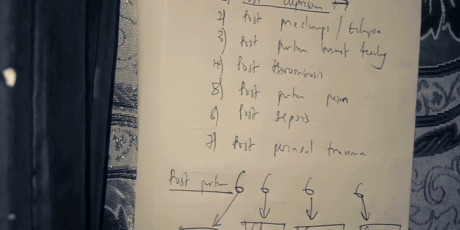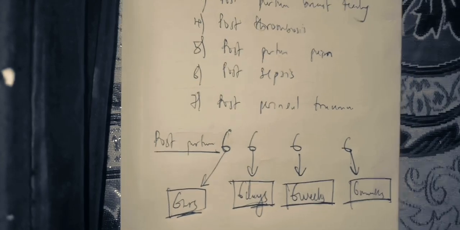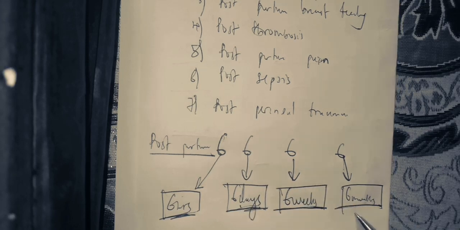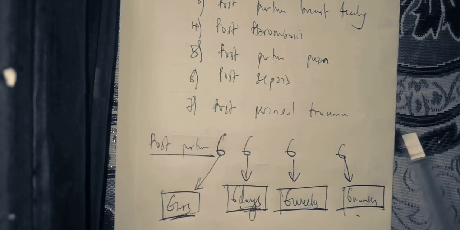So knowing the different complications, you can know how to monitor the patient. Is it clear? The first 6 is sometimes 6 hours after delivery, but usually it is 6 days, 6 weeks, and 6 months. But some doctors also add 6 hours.